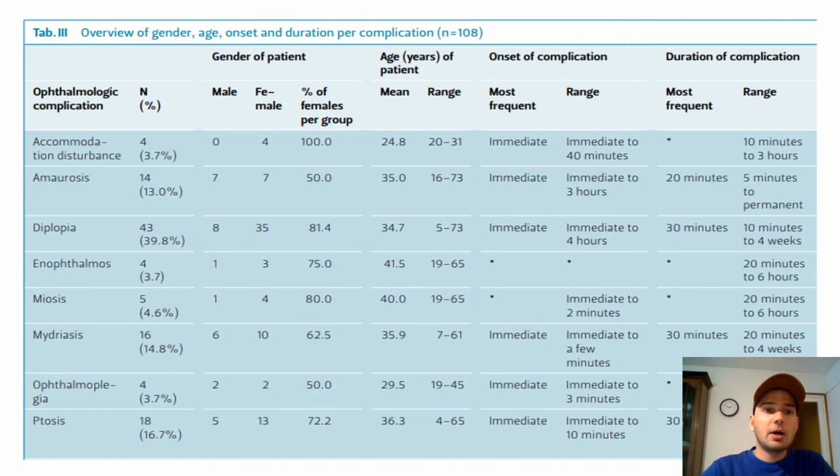So here is an overview of gender, age, onset, and duration of each complication. We could see that the ophthalmologic complications are listed here in alphabetical order, with the number of patients, how many of them were male or female, and their age, onset of complication, and duration of complication.